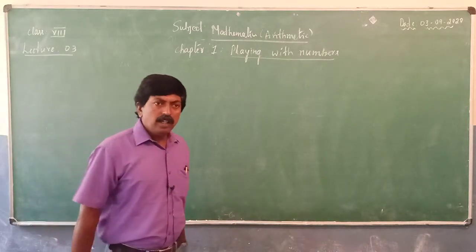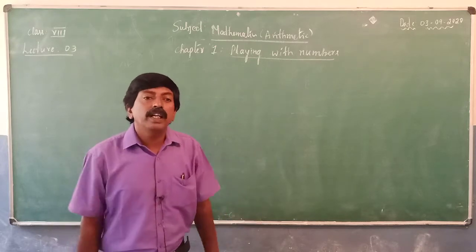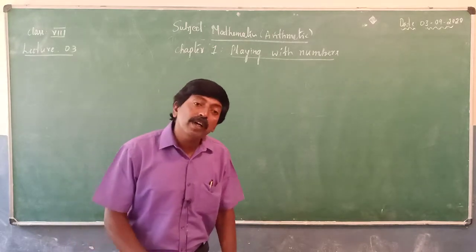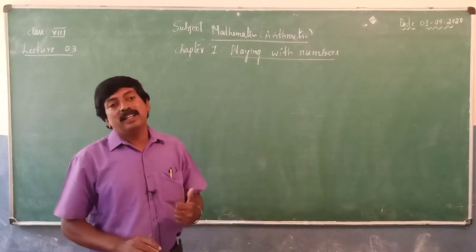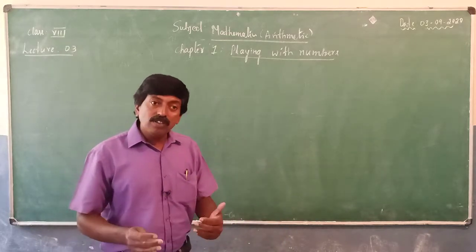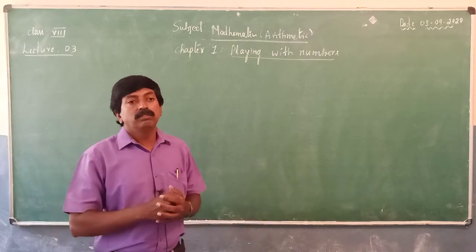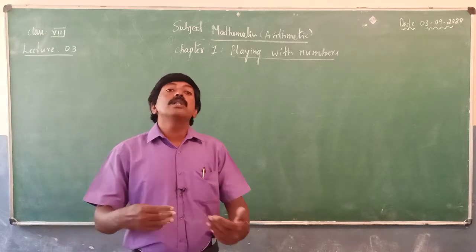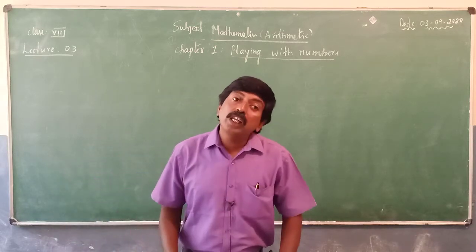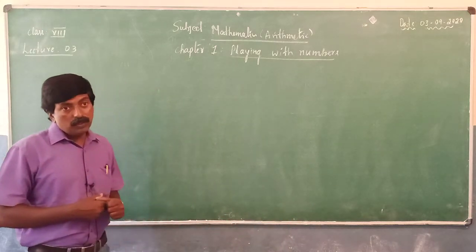Any number ended with 0 is always divisible by 10. Very important. So it is divisible by 5 also. Any number ended with 0 is also divisible by 5. Any number ended with an even number is always divisible by 2.